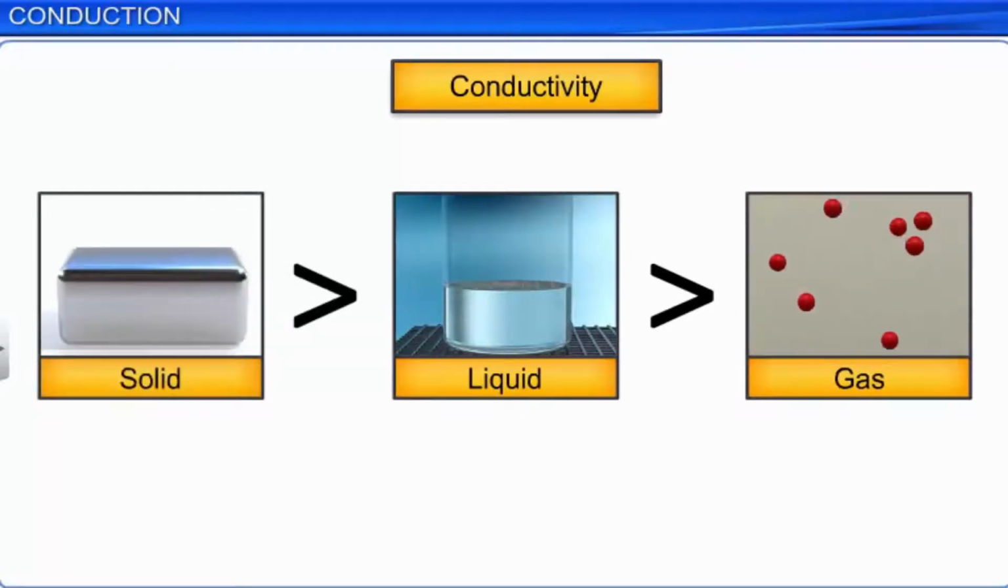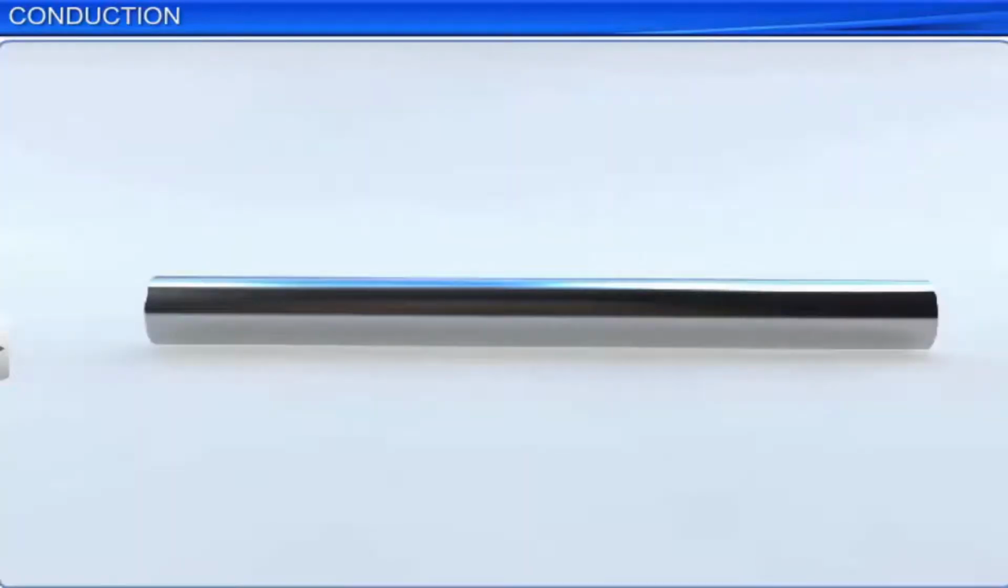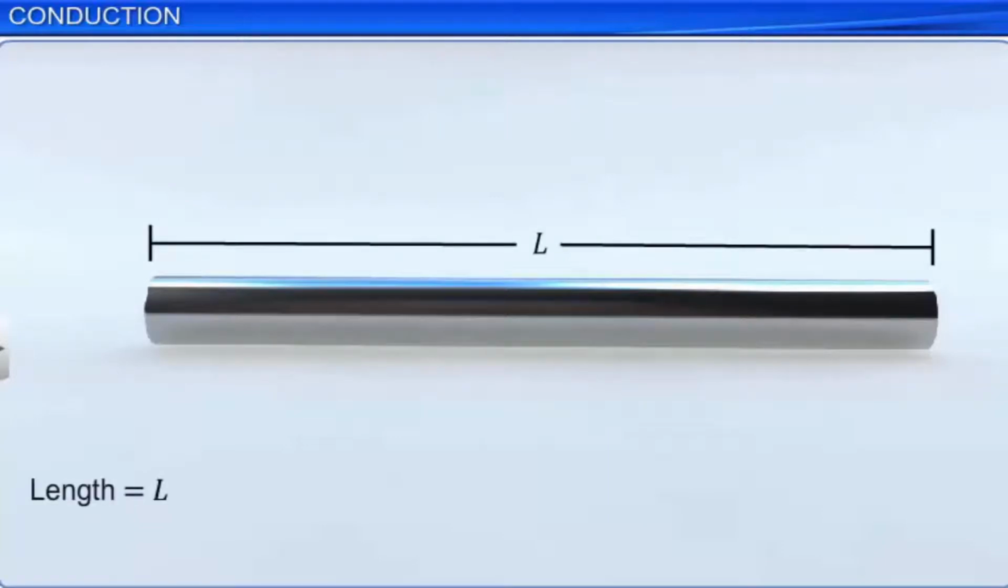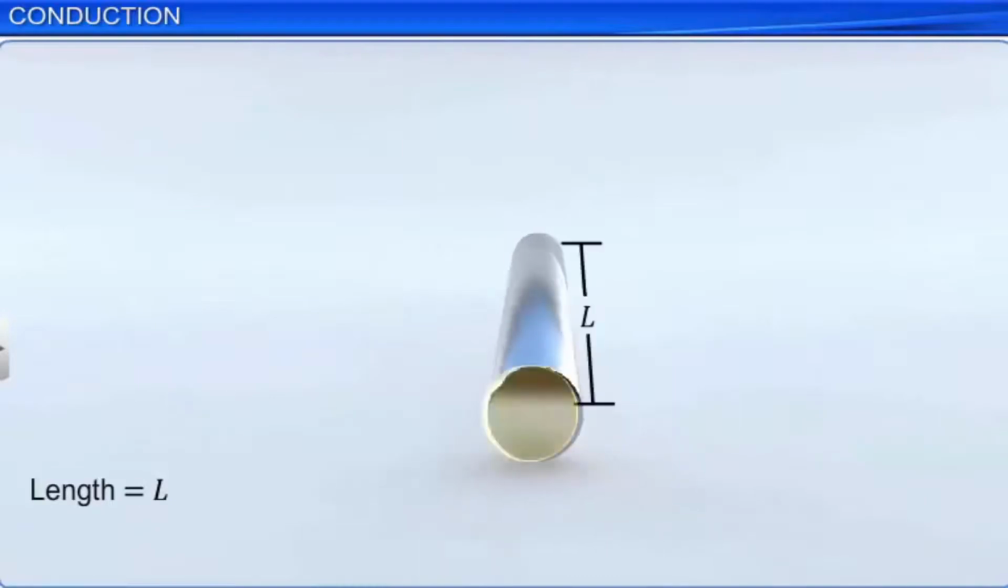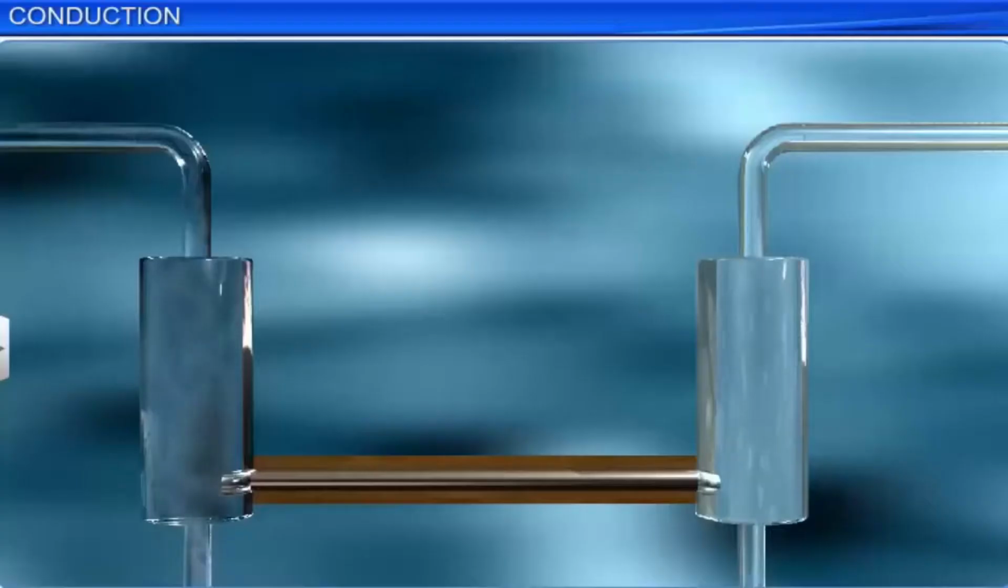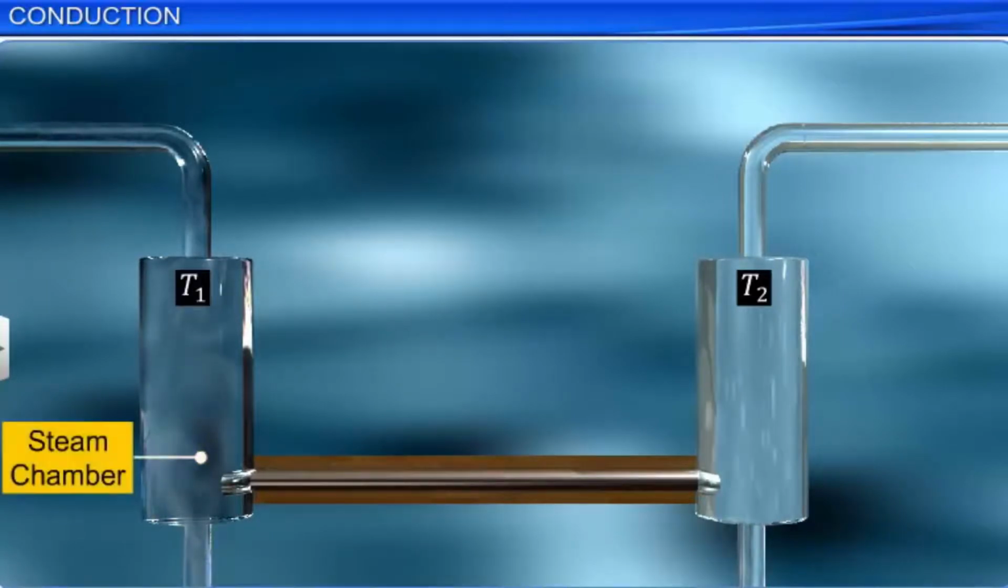Now consider a metallic rod of length L and a cross-sectional area, A. Let the two ends of the rod be maintained at two different constant temperatures, T1 and T2. These temperatures are maintained by placing one end of the rod in a steam chamber and the other in a chamber with flowing water.